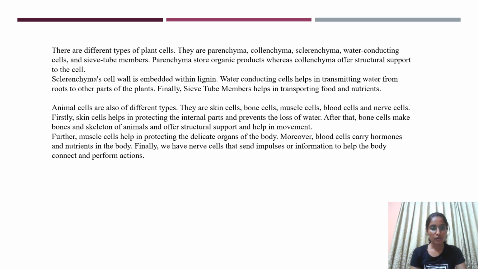Animal cells are also of different types. There are skin cells, bone cells, muscle cells, blood cells, and nerve cells. Firstly, skin cells help in protecting the internal parts and prevent the loss of water. After that, the bone cells make bones and skeleton of the animals, offer structural support and help in movement. Further, muscle cells help in protecting the delicate organs of the body. Moreover, blood cells carry hormones and nutrients in the body. Finally, we have nerve cells that send impulses or information to help the body connect and perform actions.